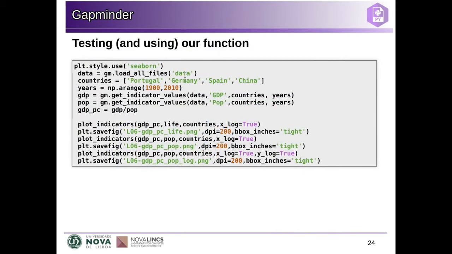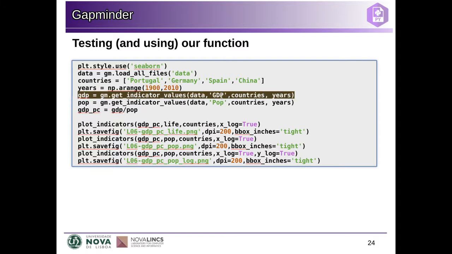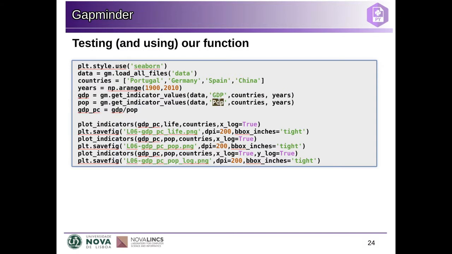We can test our function like this. I don't know why this is out of alignment, but we set the style using Seaborn, and now we load the data. We create a list of countries, for example, these four: Portugal, Germany, Spain, and China. A list of years, we want from 1900 to 2009 in this case, and we get the indicator values of gross domestic product and population, so that we can compute the per capita gross domestic product.